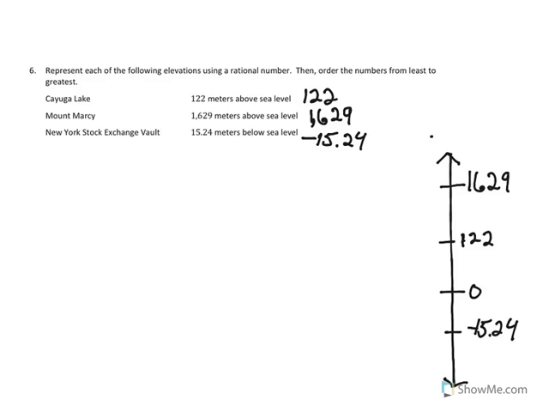All right, the least number would be the number that's below all the others. The farthest below, in this case, would be negative 15.24. So if we're numbering it least to greatest, and sometimes we have to do greatest to least, so be careful. Here's what we're going to write first.